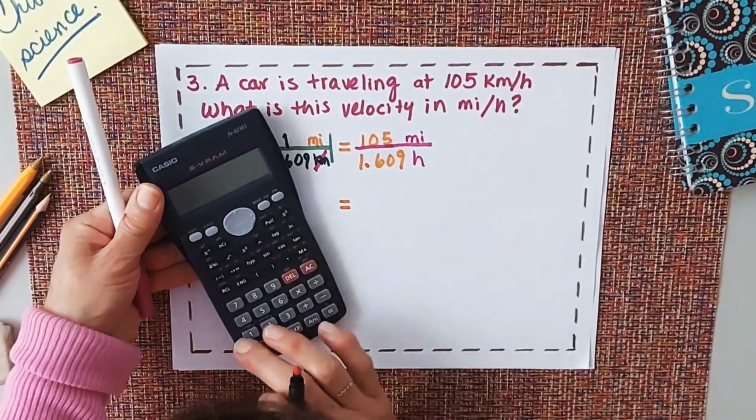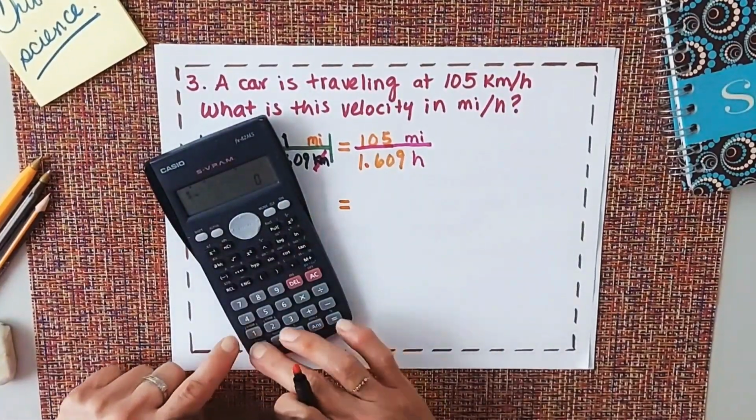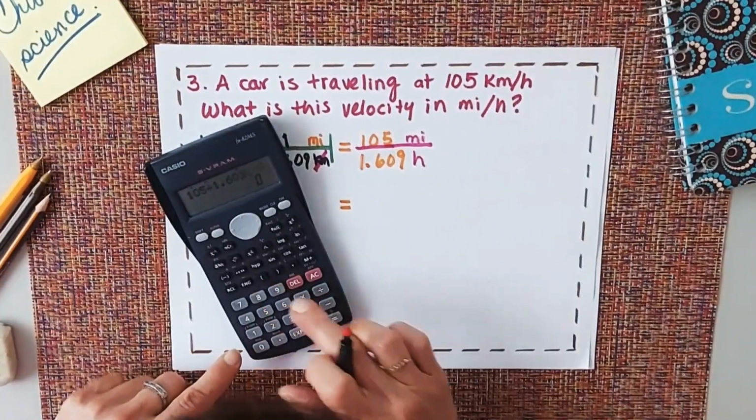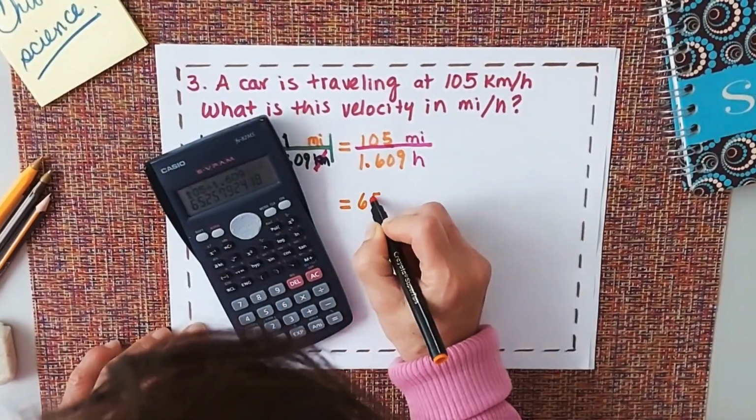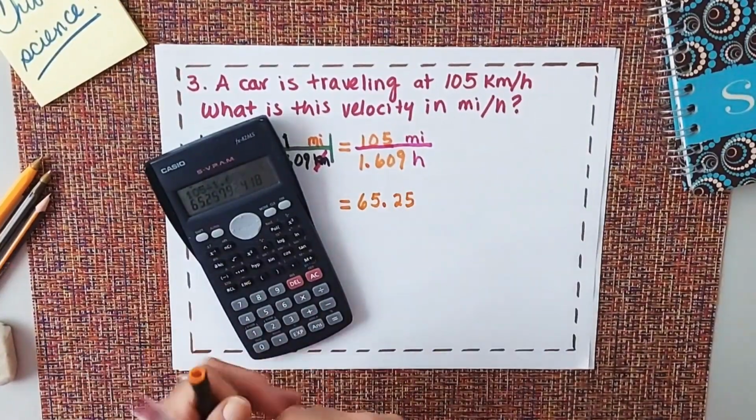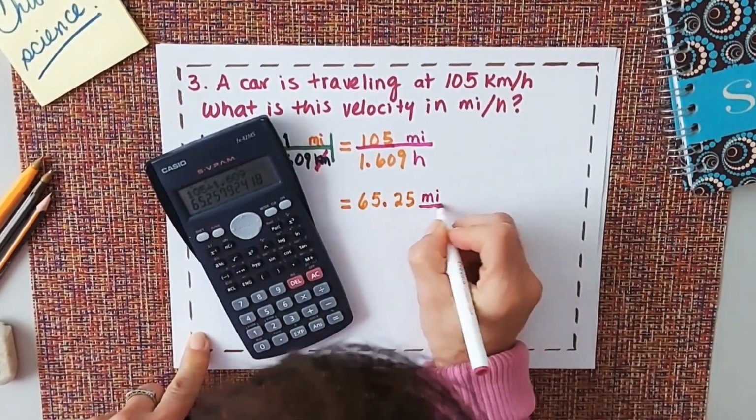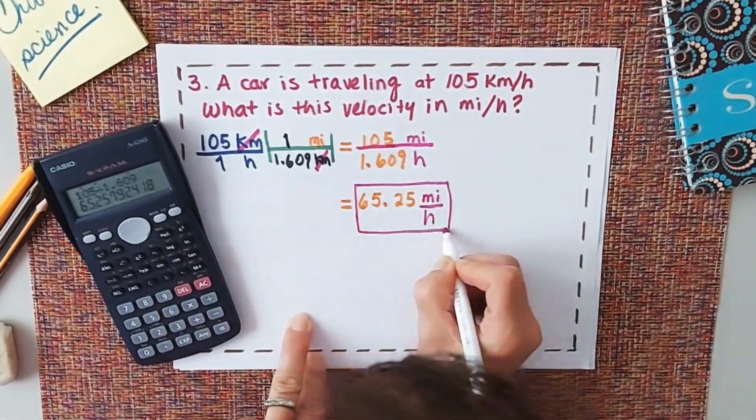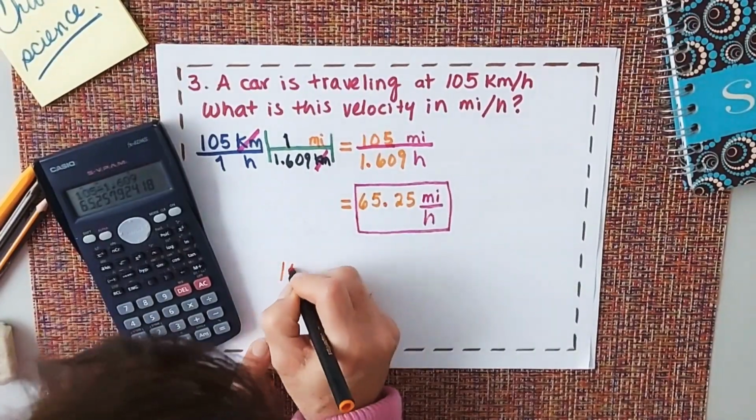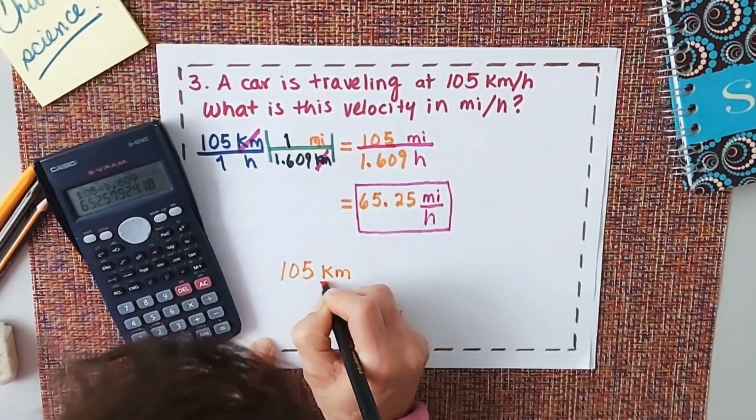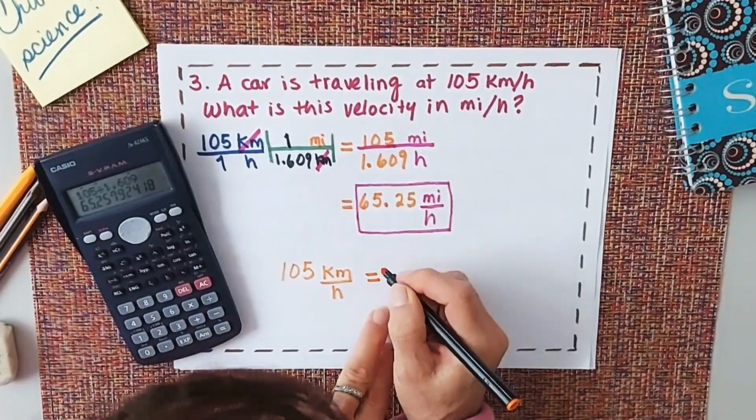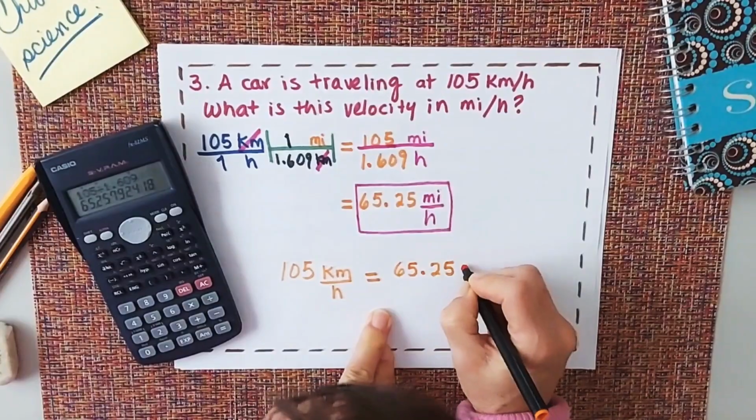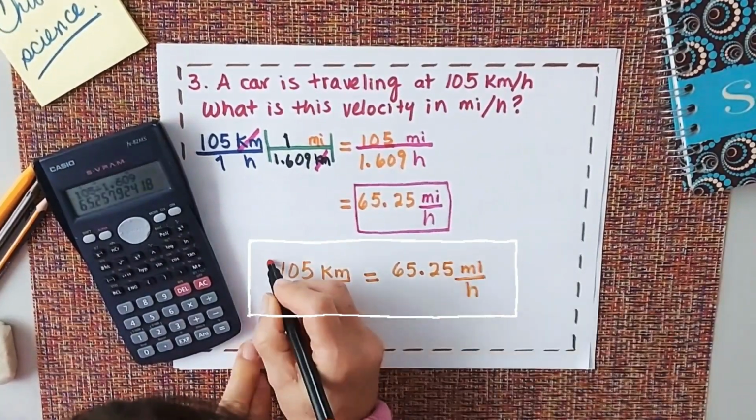105 over 1.609 equals 65.25, and the units are miles per hour. And this is the result. In other words, 105 kilometers per hour are equal to 65.25 miles per hour. Okay?